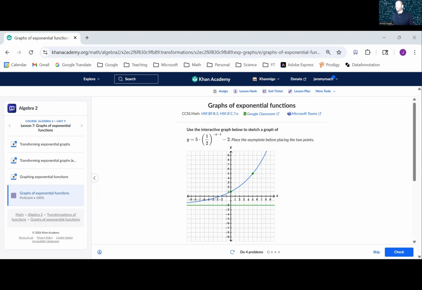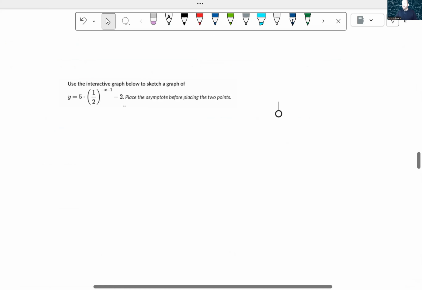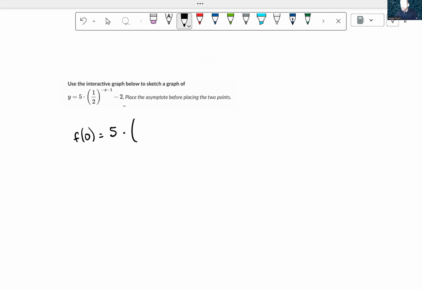All right, so we're going to plug in 0 for x and see what we get. So this is f of 0 equals 5 times 1/2 to the -0 minus 1, minus 2. And I think this is a great example because we get a negative exponent here. And when we have a negative to the -1, it's the reciprocal of. So this becomes 5 times 2.